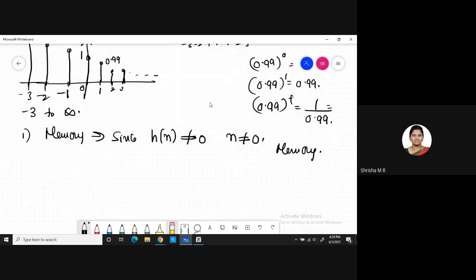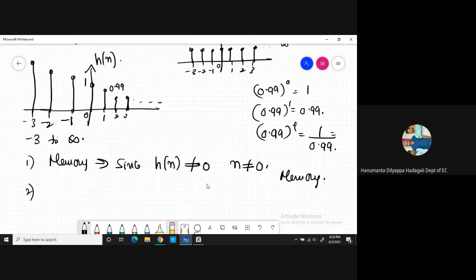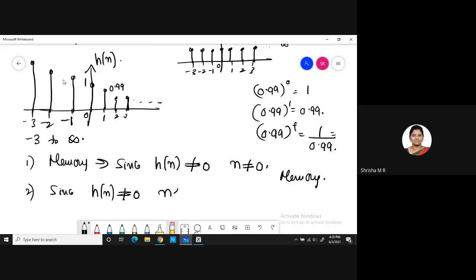Next you take causality. So it's causal or non-causal? Non-causal. It's non-causal because there are samples to the left of n is equal to 0 also. So since h of n is not equal to 0 for n less than 0, it is non-causal.